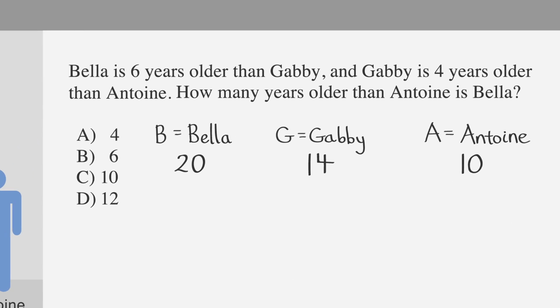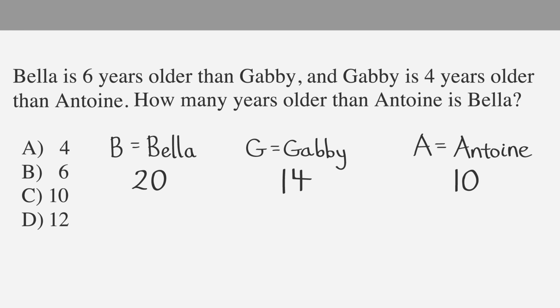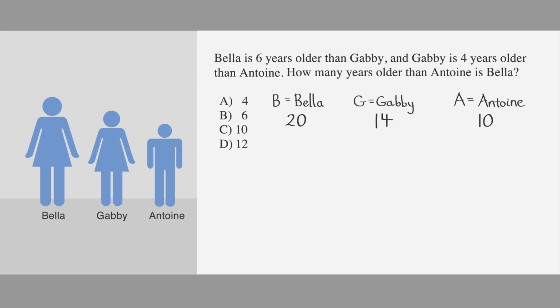By picking numbers, we now have these values for Bella, Gabby, and Antoine, which we can plug in to solve for the relationship between the ages. Now we can subtract Antoine's age, which is 10, from Bella's age, which is 20, and we get 10. Now we know that Bella has to be 10 years older than Antoine. The answer is C, 10.